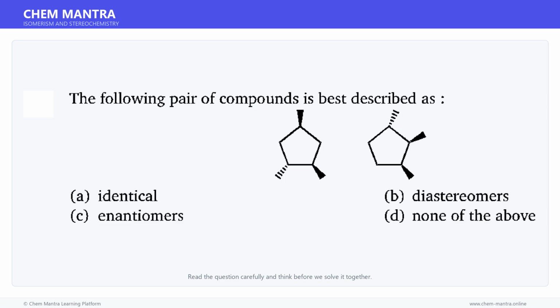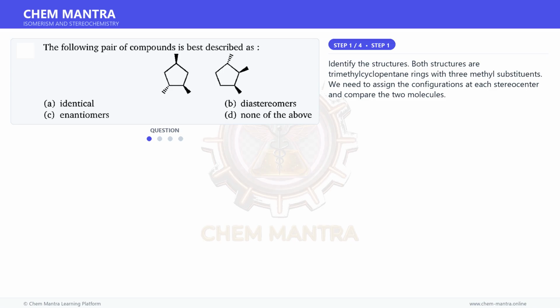Here is a question. Read it carefully and think about the answer. Let us solve it step by step. Let us begin solving this step by step. Identify the structures. Both structures are trimethylcyclopentane rings with 3 methyl substituents. We need to assign the configurations at each stereocenter and compare the two molecules.